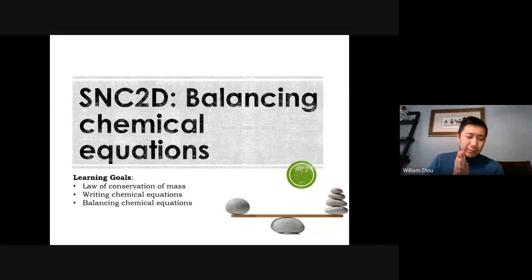This is something that needs a lot of practice. It has to do with numbers. You got to make two sides balance out just like on a scale by slapping numbers on until they're the same. Okay, so we're going to first of all learn why we have to do this, the law of conservation of mass. Then we're going to learn how to write chemical equations. And then lastly, we're going to balance chemical equations.